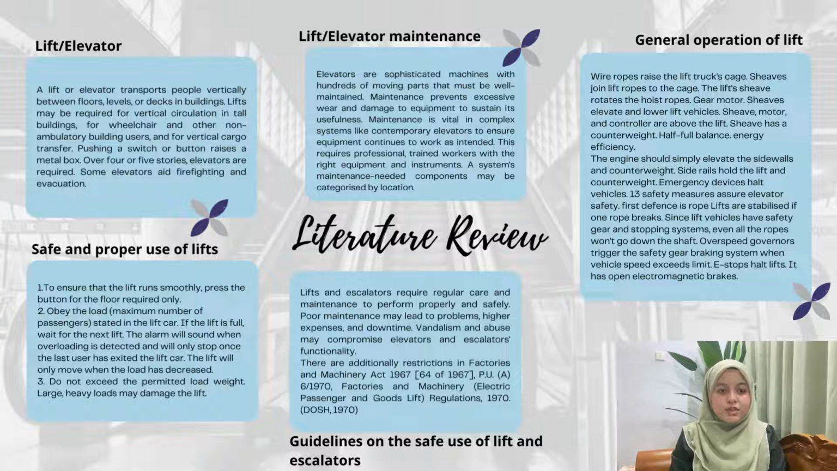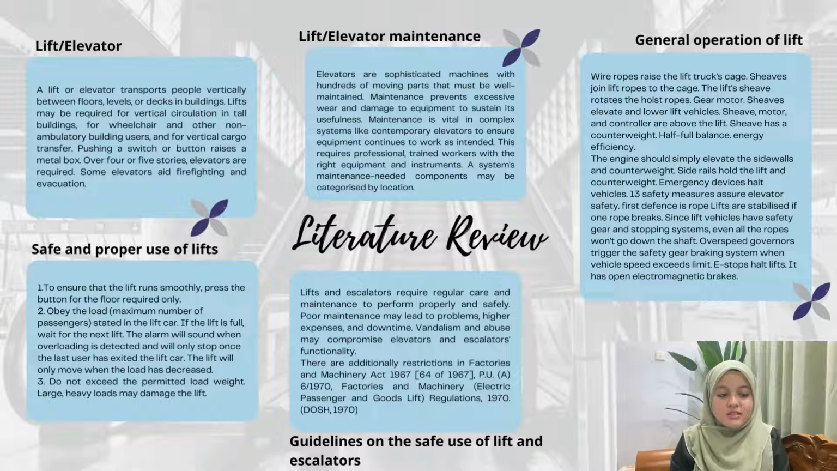Okay, the next point is the general operation of a lift. Wire ropes raise the lift truck's cage. Shackles join the lift ropes to the cage. Then the lift sheaves rotate the hoist ropes. The gear motor shaft elevates and lowers lift vehicles. The engine should simply elevate the car and counterweight. Side rails hold the lift and the counterweight. Emergency devices halt vehicles. 13 safety measures assure elevator safety.